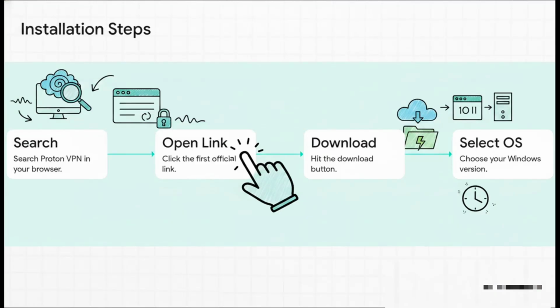Okay, let's get our hands dirty and start from square one. Open up whatever web browser you prefer and just search for Proton VPN. You're going to want to click on that very first official link that pops up in the results. Once you're on their site, finding the file is a piece of cake. Just look for that main download button. Whether you're running Windows 10 or Windows 11, simply select your version. It's a super lightweight installer, so honestly, it should only take a few seconds to grab.